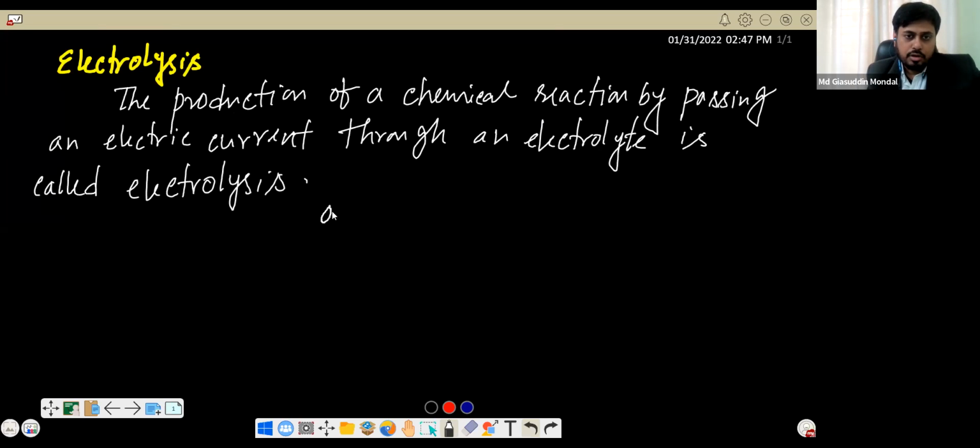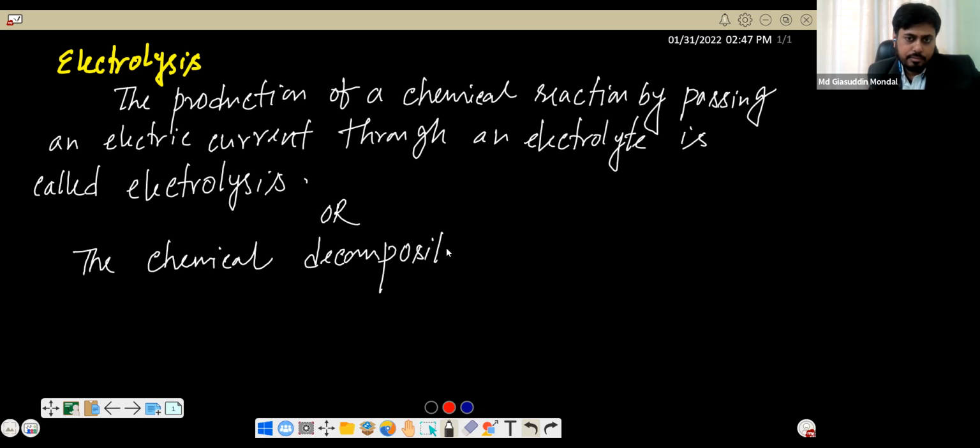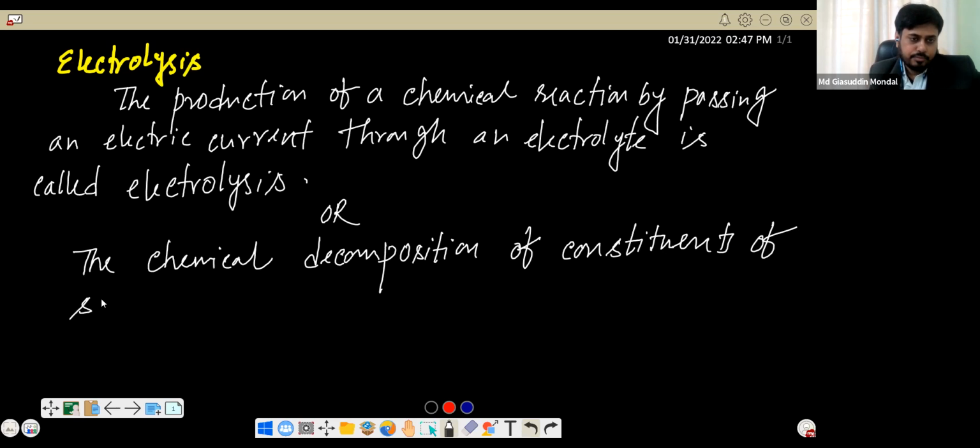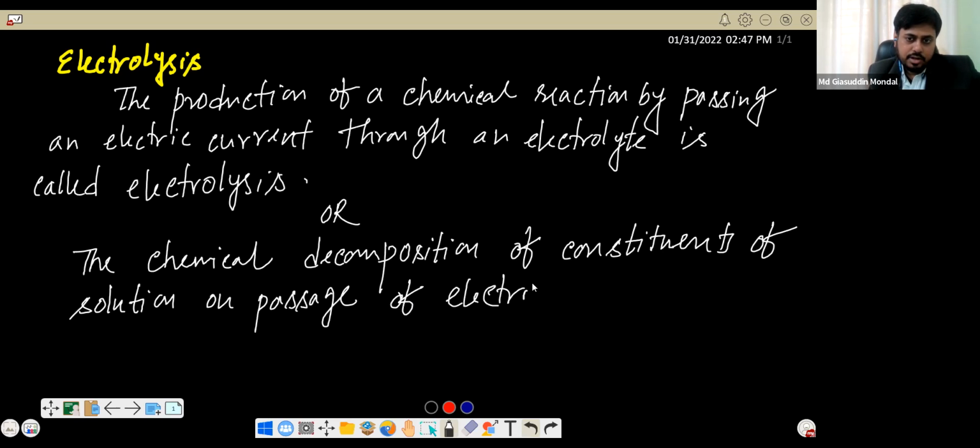Or also we can say that the chemical decomposition of constituents of solution on passage of electric current. Let me know when you have done.